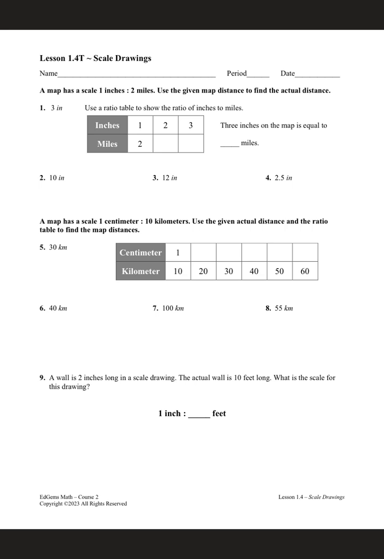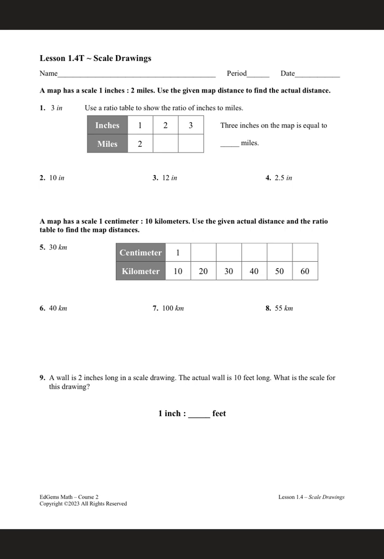It says a map has a scale of 1 inch to 2 miles. Use the given map distance to find the actual distance. For number 1, we've got 3 inches. Then off to the right, it says use the ratio table to show the ratio of inches to miles. The first thing it starts off with is its base scale, which is 1 inch is 2 miles.